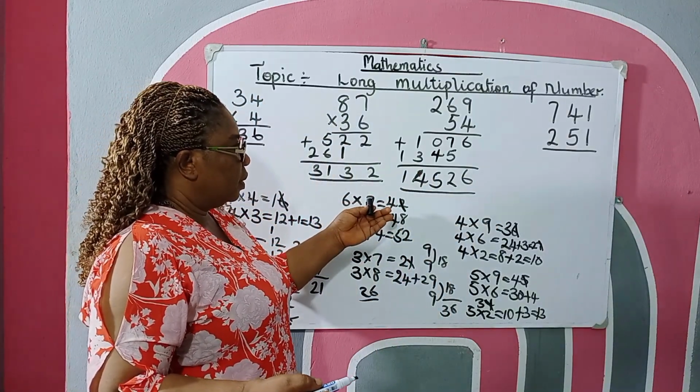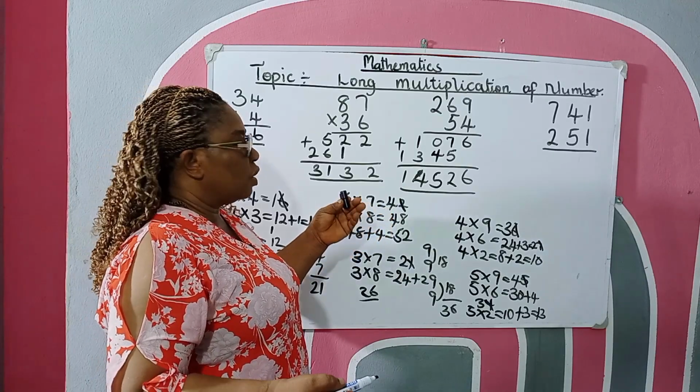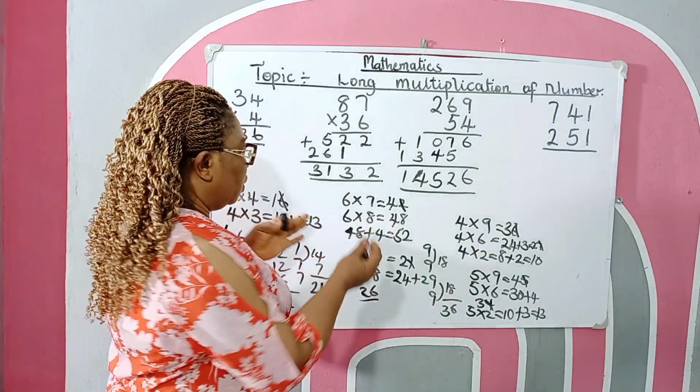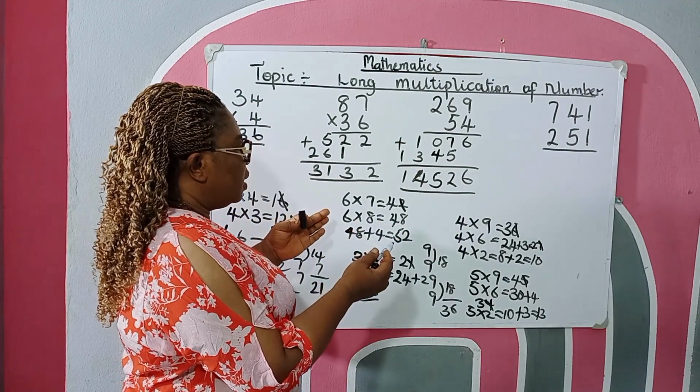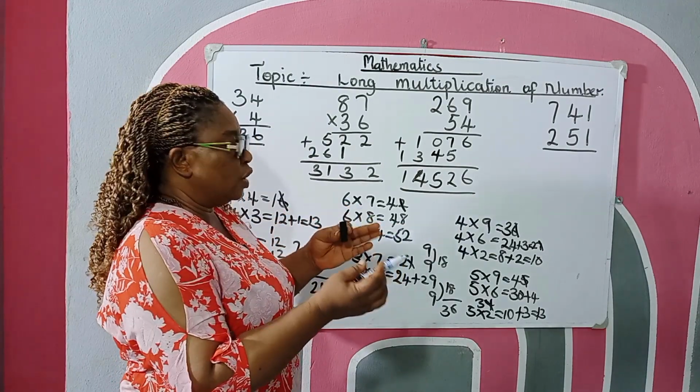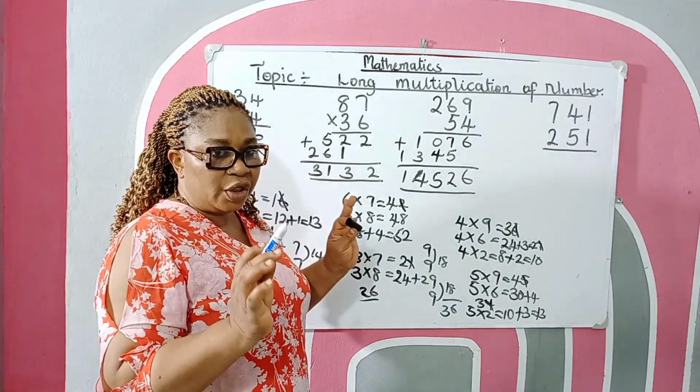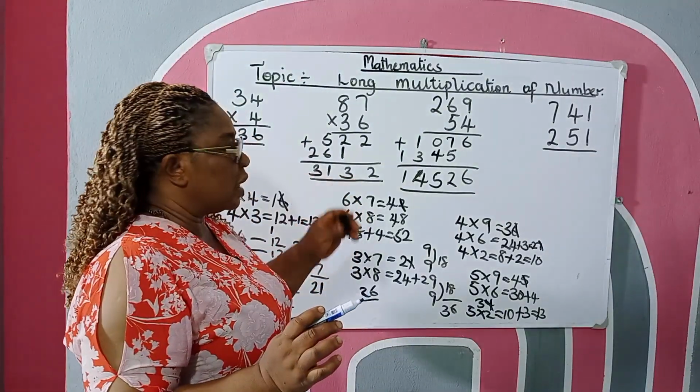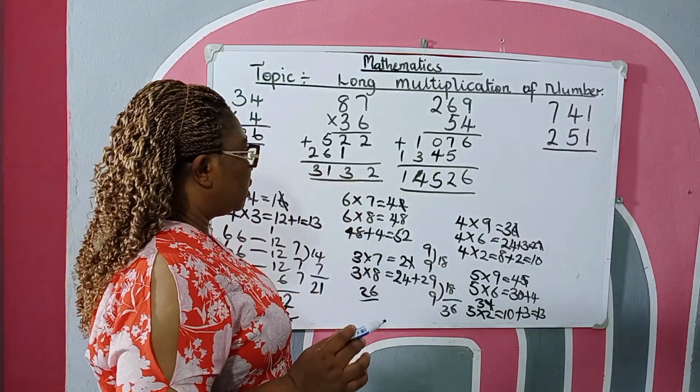Very simple. Some of you dread this long multiplication. But when you follow this way, adding it according to tens and according to units, you are not going to miss any digit. So let's get to this one that is having 3 digits.